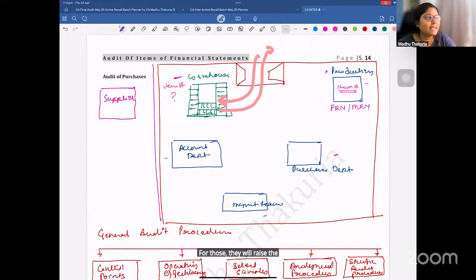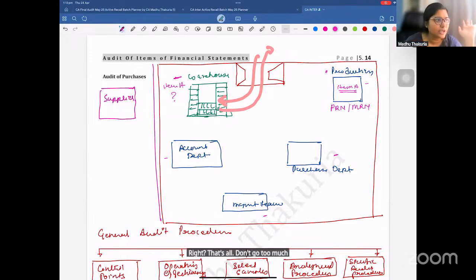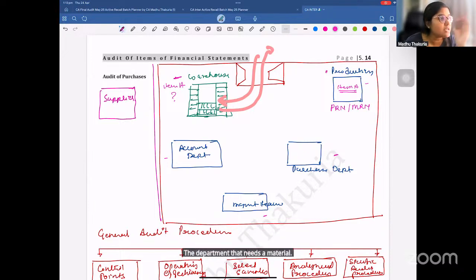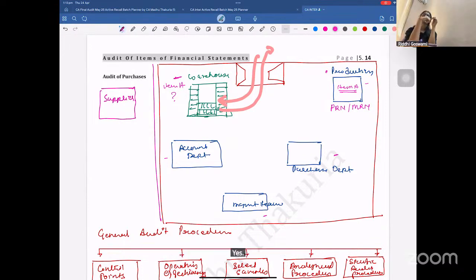It is not a material. It is any other item that they want to purchase, not for production, but for other purposes. They will raise a PRN over there. Right? That's all. Don't go too much into detail. That's all you need to know. So who raises the PRN, MRN? The department that needs the material. Don't say production. HR people may also need laptops for new employees. So whatever department needs the material, they will raise the PRN or MRN. Are we clear, everyone? Yes, ma'am. Yes, beautiful.